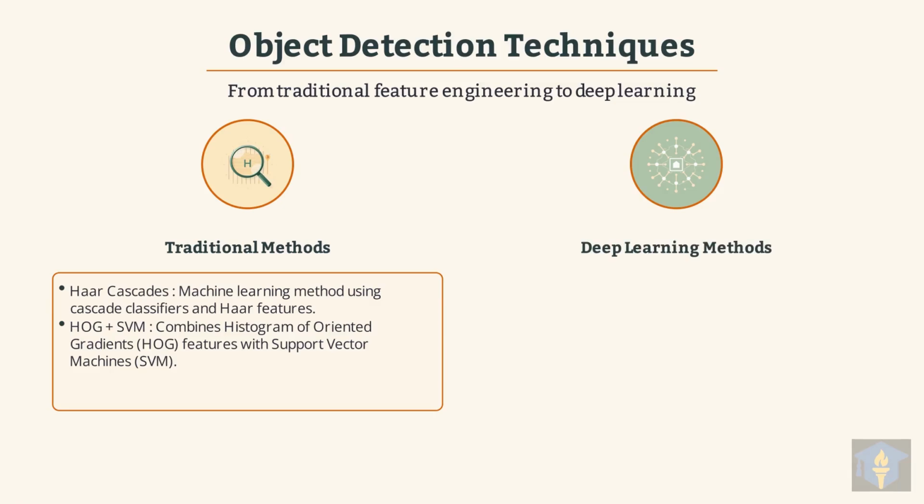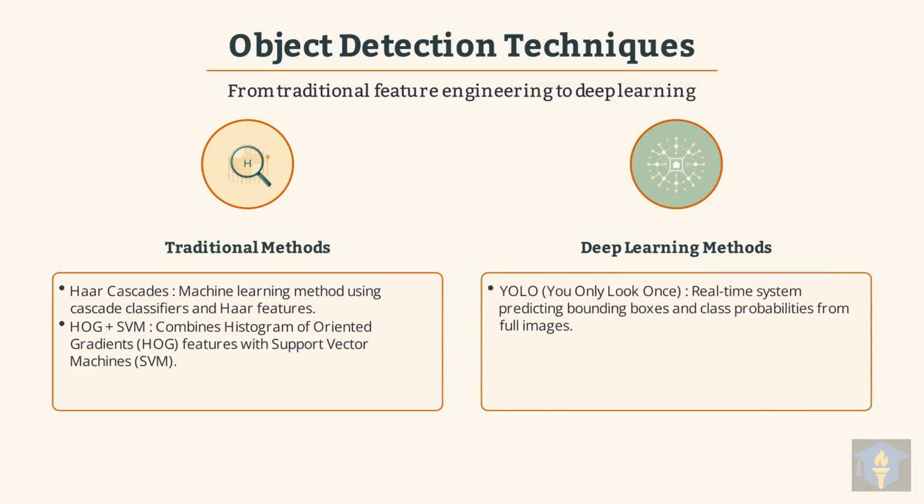Now, let's shift our focus to the powerful deep learning methods that have revolutionized object detection. YOLO, or You Only Look Once, is a real-time system that predicts bounding boxes and class probabilities directly from full images. Faster R-CNN is an advanced extension of R-CNN, employing region proposal networks for achieving very high detection accuracy.